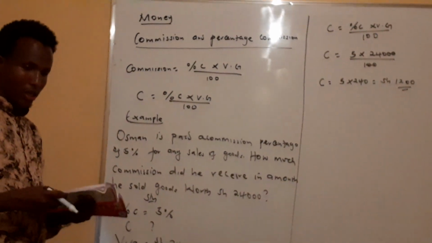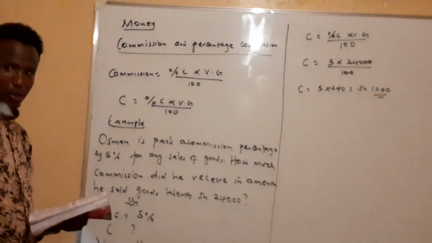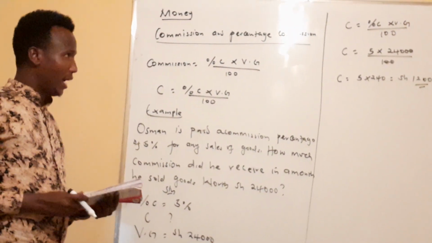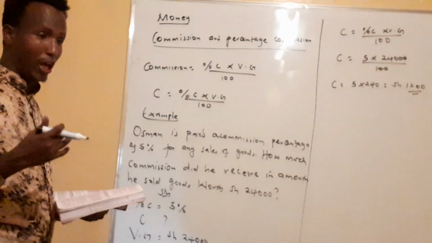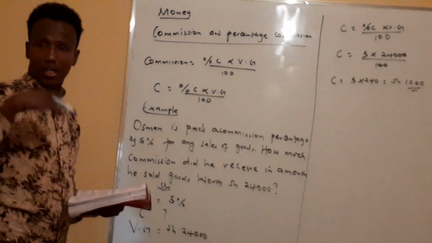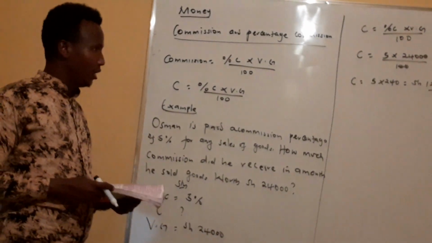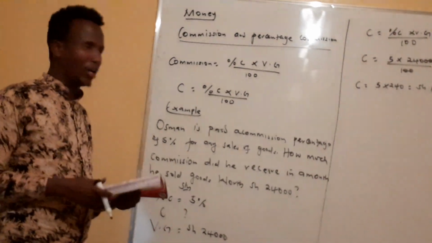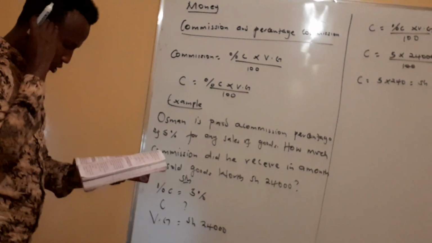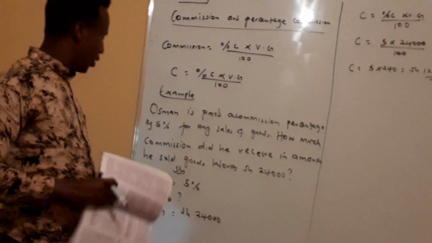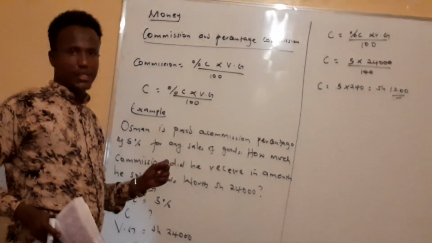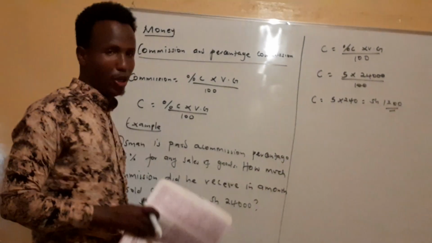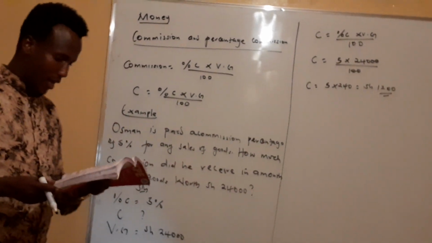Remember, we have the simpler part of commission and the more complex part of commission, where we are going to see the total value, the total earning. We have the backward way of solving commission. We will see them, God willing, inshallah. This is how we are going to get your commission. Commission is gotten by percentage commission times value of goods divided by 100.